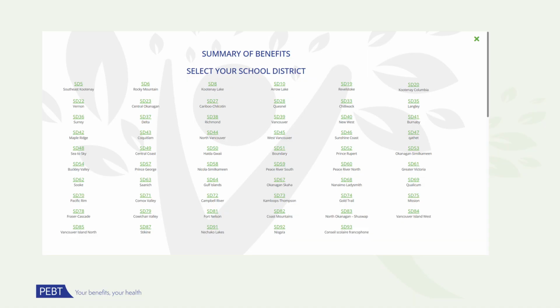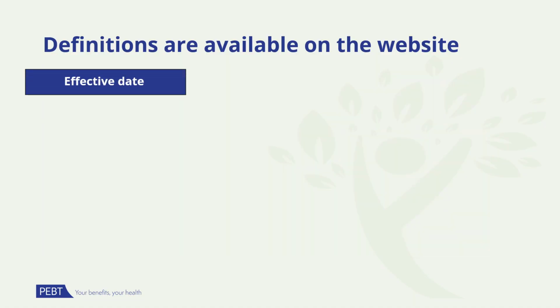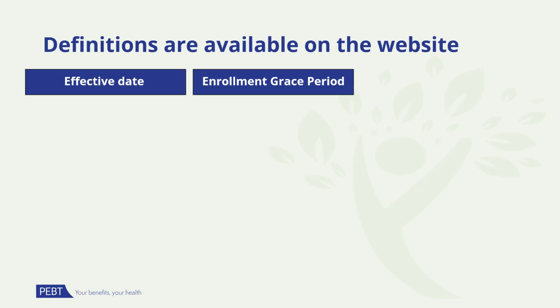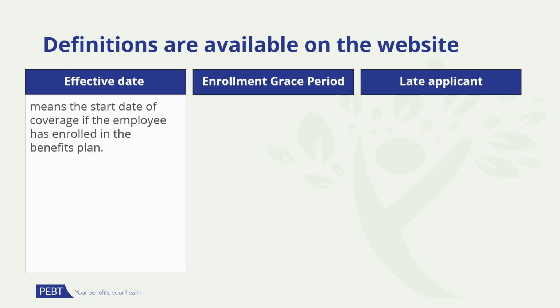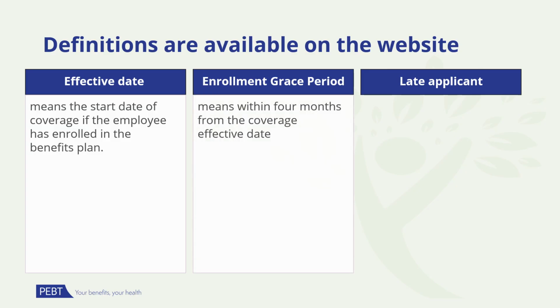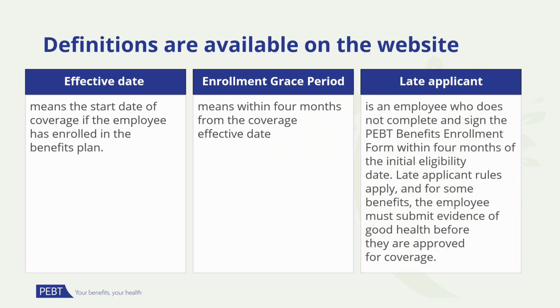In these processes, you will need to know the effective date and understand what an enrollment grace period is and how we define a late applicant. You can read the definitions here. Be sure to visit the definitions on the website to learn about things such as coverage conversion, life events, and the definition of actively working to support your day-to-day role supporting members.